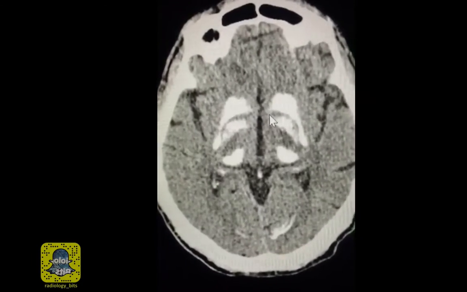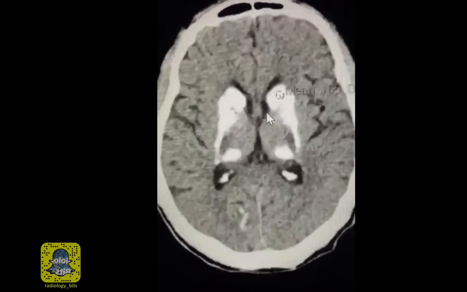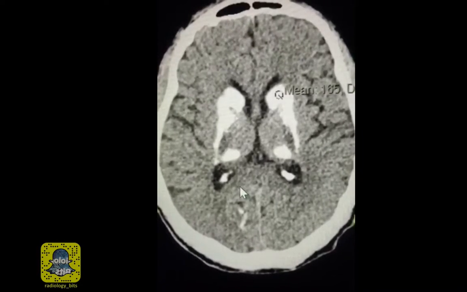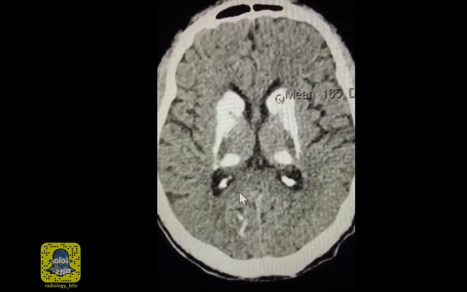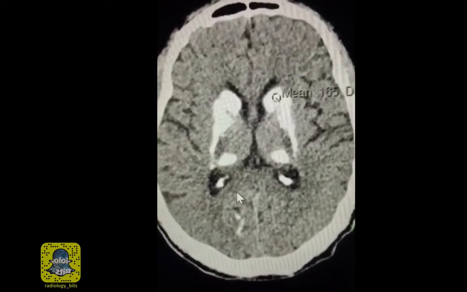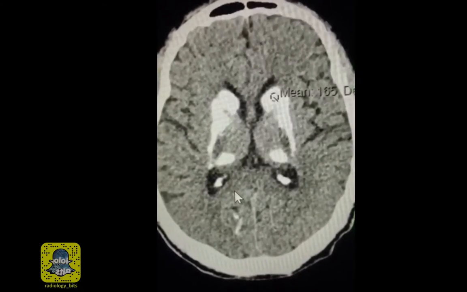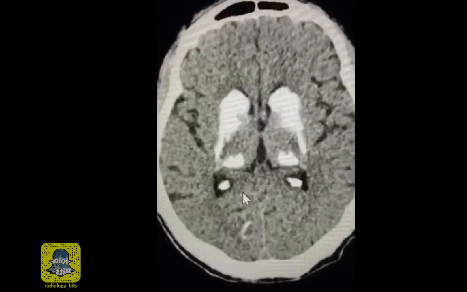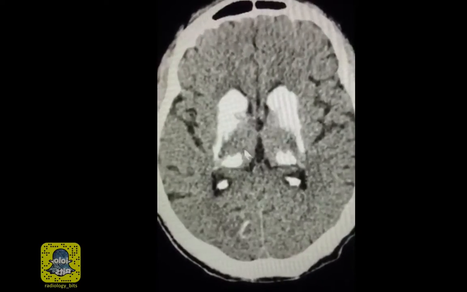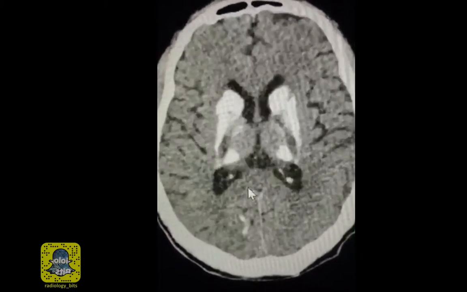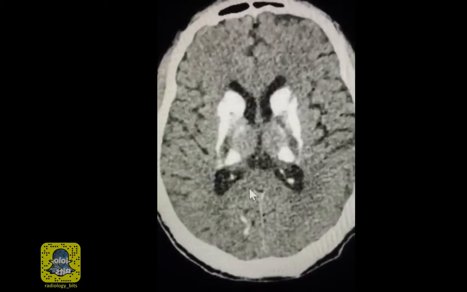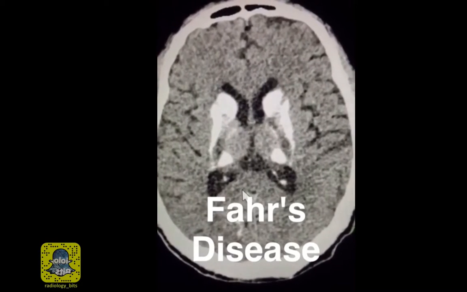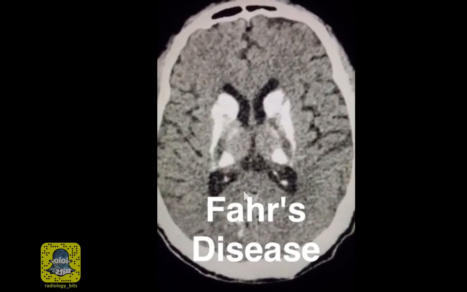Now that we talked about normal and aging calcific structures within the brain, you know that this is more extensive than that and it does not fit. Given that the patient is relatively asymptomatic and that the calcifications are extensive and symmetric, add to that the calcifications are in a classic location, this is most likely consistent with something called Fahr's disease, which is a rare neurodegenerative disorder of the brain.